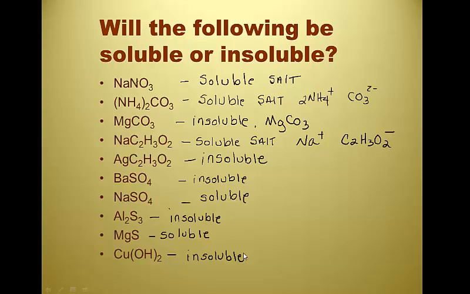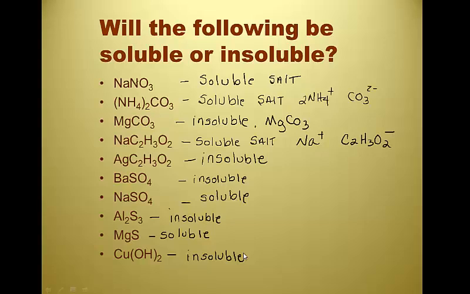All right, here are the answers for the remaining ones. Sulfates are soluble except for, that means these are insoluble, calcium, strontium, barium, lead(II), or silver sulfates. Well, I have barium sulfate staring me in the face, so it's insoluble. The next one, sodium sulfate. Well, there's sodium and there's sulfate, done, soluble.